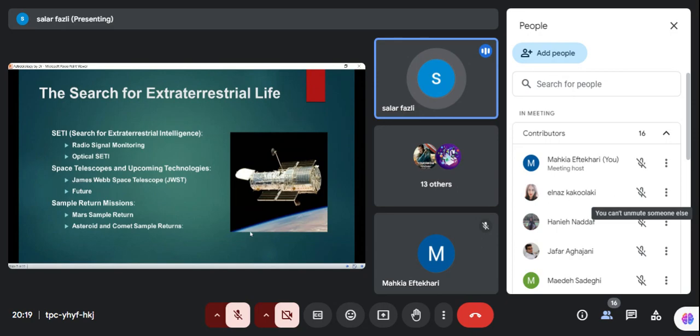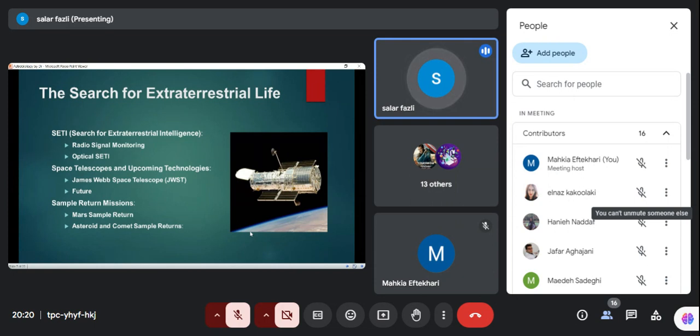As we continue on the topic of the search for extraterrestrial life, we're going on to SETI. SETI is known as the Search for Extraterrestrial Intelligence, which includes radio signal monitoring, utilizing large radio telescopes to listen for potential signals from intelligent civilizations. Projects like Breakthrough Listen aim to scan the sky for narrow radio signals that may indicate technological life. So every day, every hour, we are trying to detect any sign of radio signals from outer space which has an origin of extraterrestrial life, and it still goes on.